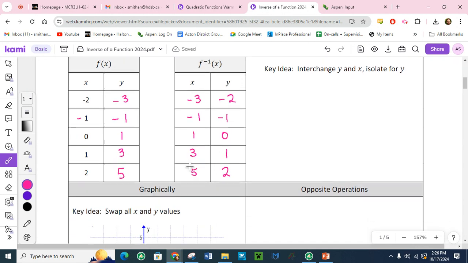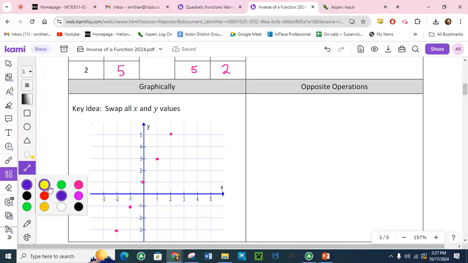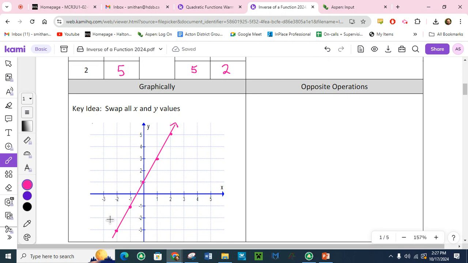Let's do it graphically. So we've got the original function and we've got 5 points. Let's graph those 5 points and graph what that line looks like. So negative 2, negative 3 was 1 point. And then negative 1, negative 1. So we're just graphing the original function here. I have the luxury of a straight line tool. That's the eraser tool. There's my straight line tool. Lovely. I'll label it f of x.